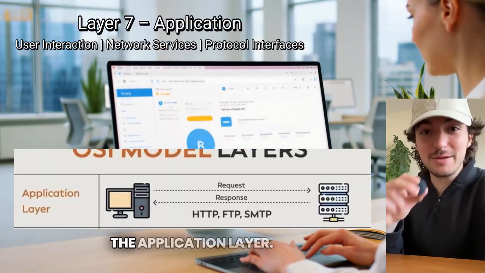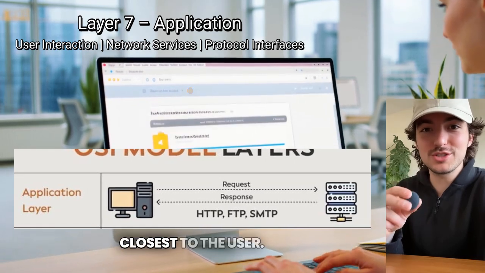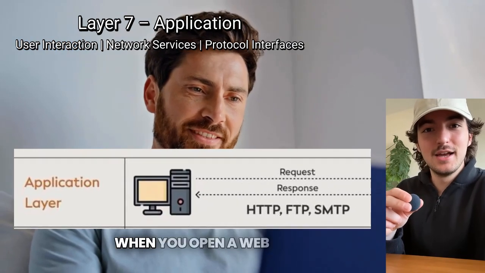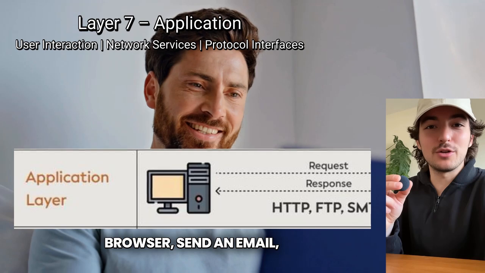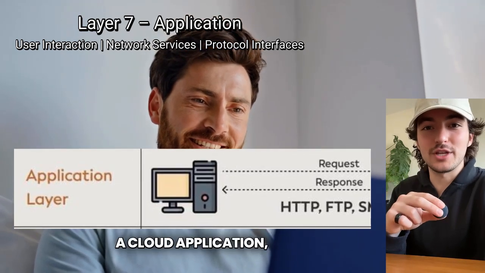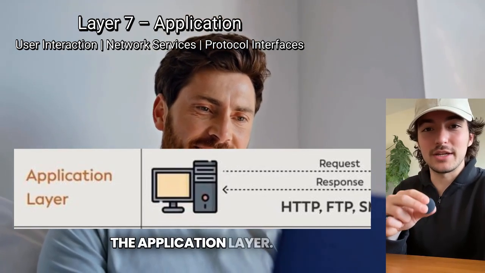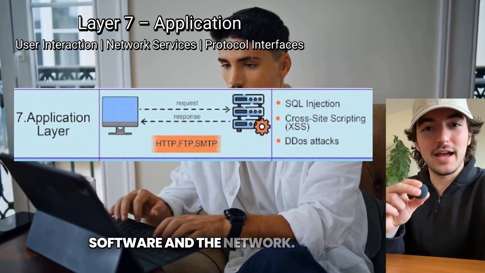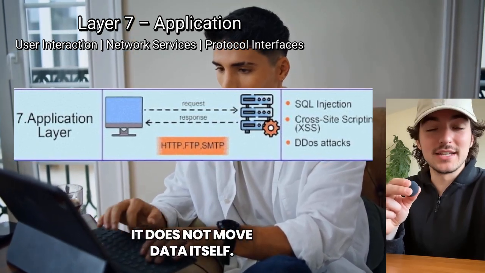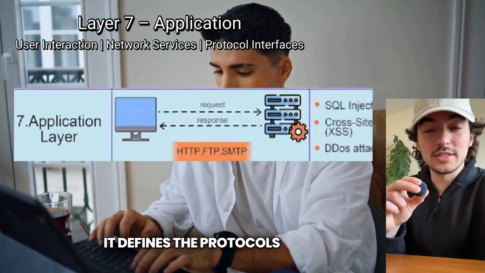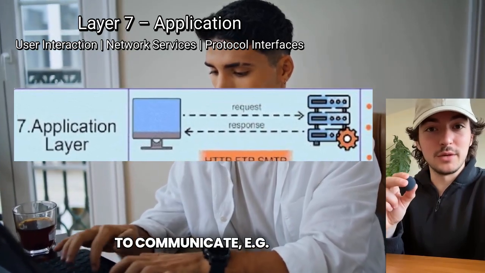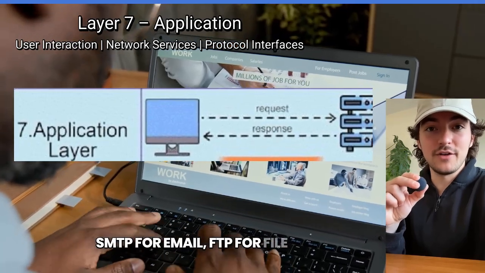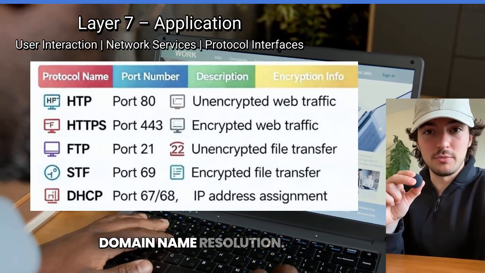Layer 7 is the application layer. This is the layer closest to the user. It's where network services are actually accessed. When you open a web browser, send an email, transfer a file, or use a cloud application, you are interacting with the application layer. This layer provides the interface between user software and the network. It does not move data itself. It defines the protocols that applications use to communicate, for example, HTTP for web traffic, SMTP for email, FTP for file transfers, DNS for domain name resolution.